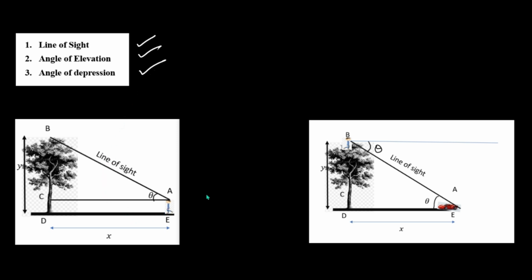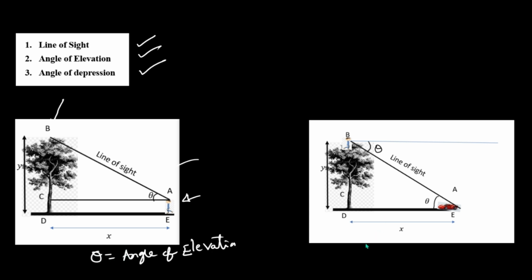In the picture on the left side, a boy is standing here and he is looking at the top of the tree. The top of the tree is assigned as point B. So he is looking at point B. The line joining the boy's eye and the top of the tree is called the line of sight. He is looking at an elevated object, and that's the reason this is called the angle of elevation. Here theta is the angle of elevation.